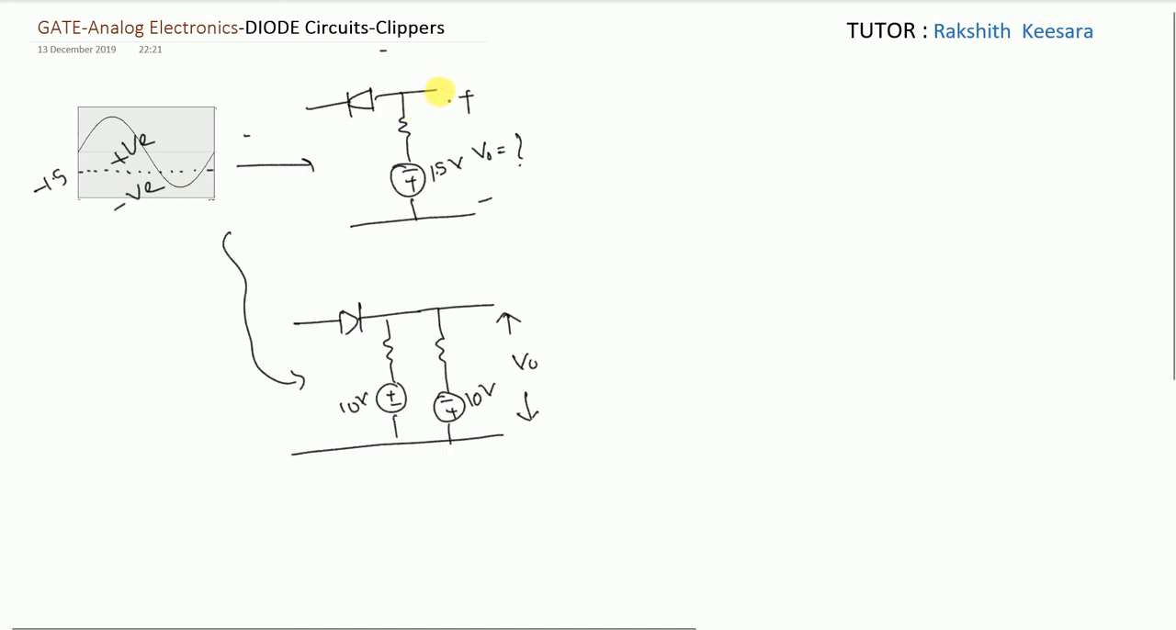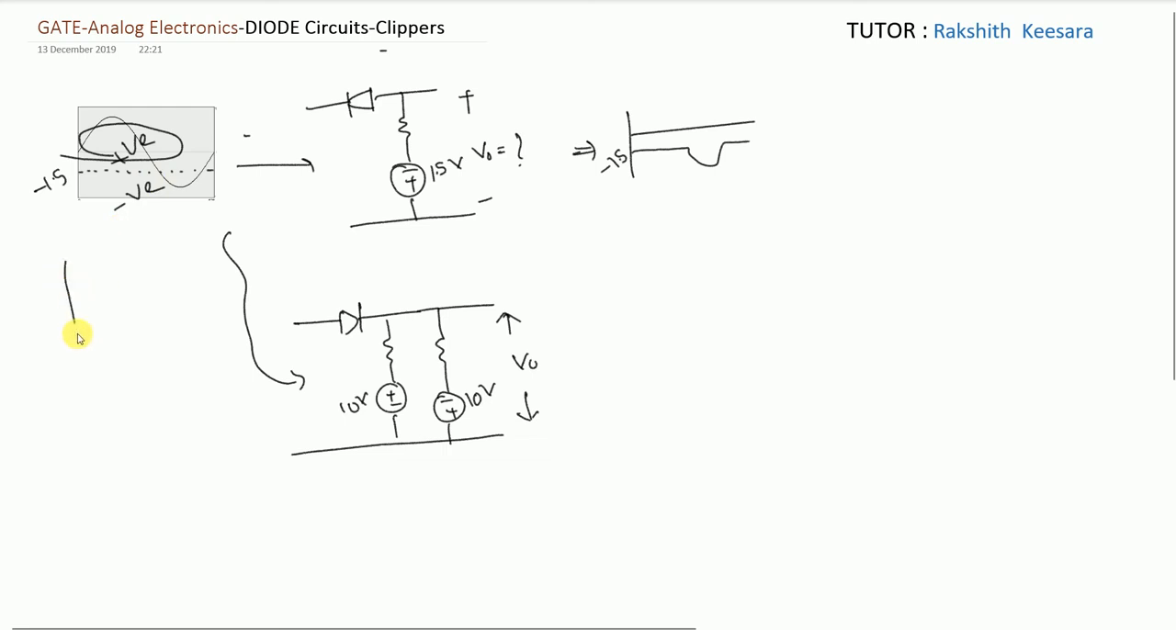Next, see, the output is connected to the positive of the diode. So what will happen? This entire part is clipped off. So what will be the output voltage now? Minus 1.5. Minus 1.5 is the reference voltage. Since the output is connected to the positive part, the whole positive part is removed. Which positive part? When compared to minus 1.5, everything above is the positive part, taking minus 1.5 as reference. And this is the negative part.